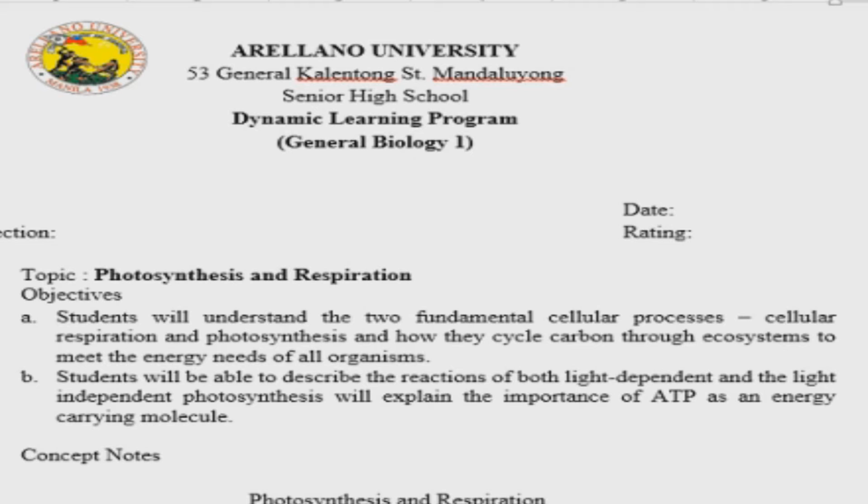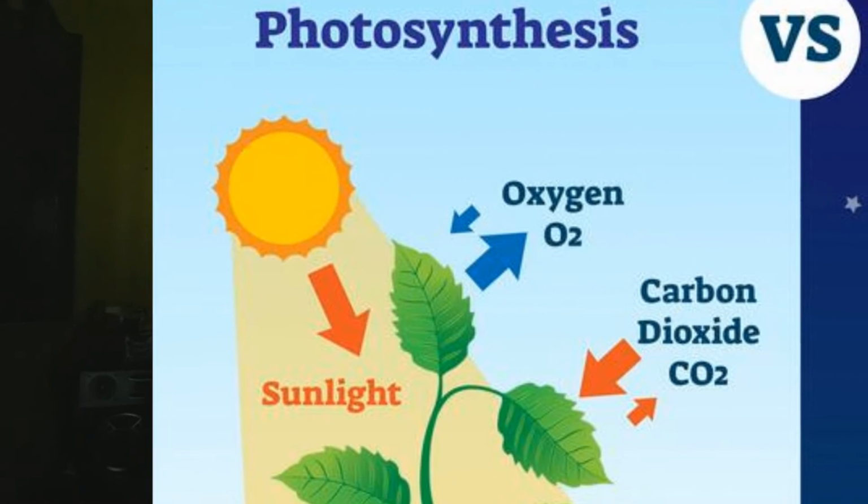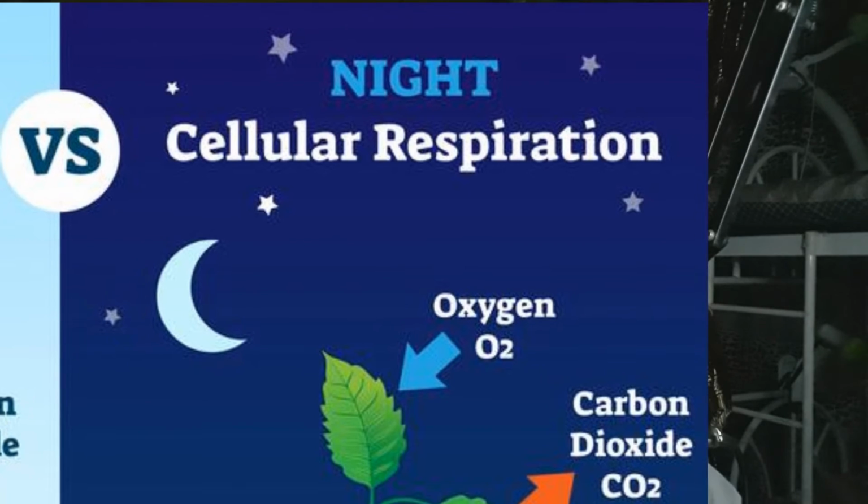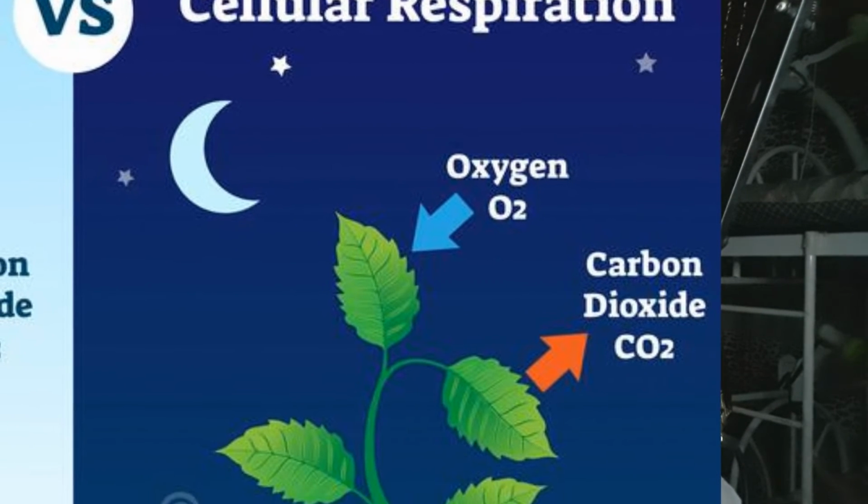Second objective, students will be able to describe the reactions of both the light-dependent and light-independent photosynthesis, and will explain the importance of ATP as an energy-carrying molecule. As we know, photosynthesis is the process in which plants make their own food, while its counterpart is cellular respiration. We're going to talk about how these two cellular processes interact with one another and how they are both important to our ecosystem.